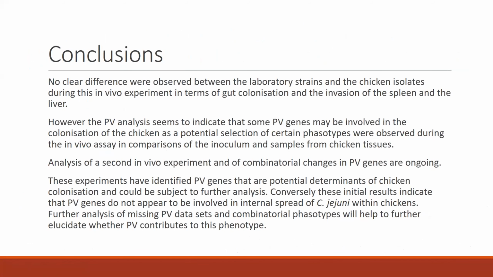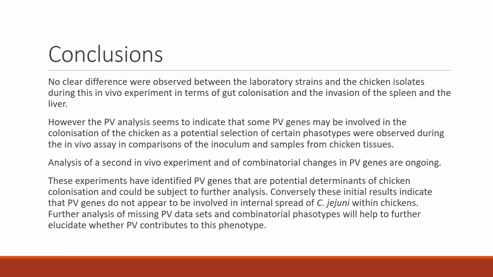So in conclusion, no clear difference was observed between the laboratory strain and the chicken isolate we tested in the in vivo experiment in terms of gut colonization and invasion of the spleen and the liver. However, we have good indication that some PV genes may be involved in colonization of the chicken, as we saw switches between the inoculum and the chicken in terms of phasotype.